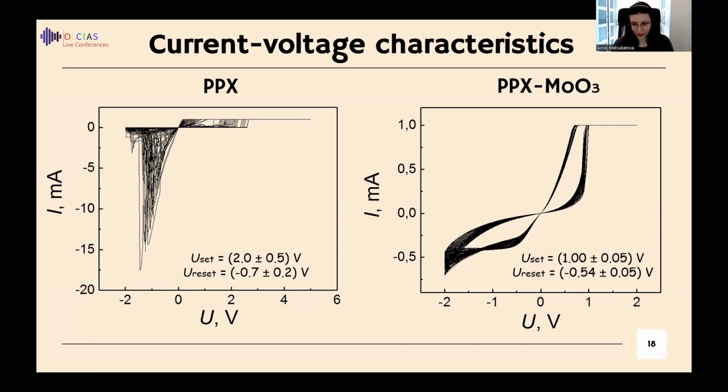So our hypothesis that the incorporation of nanoparticles would lower the stochasticity was correct. And also, as it can be seen, the switching voltages decreased. The mean value here is 1 voltage, and here is 2 voltages. And also for the reset voltage, the decrease is also visible. So basically, all of our hypotheses were true for these structures, and so we began studying the structures in order to make a kind of synapses from them.